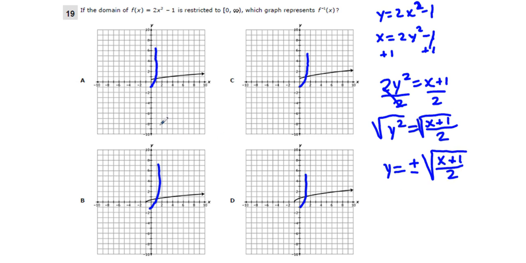And it looks like these are all plus ones. So you're going to look for the closest to this. And again, it's going to be a fine point between B and D. So that's what makes this one a hard one.